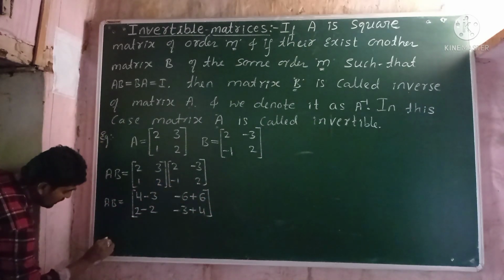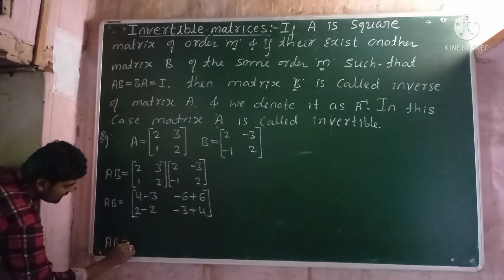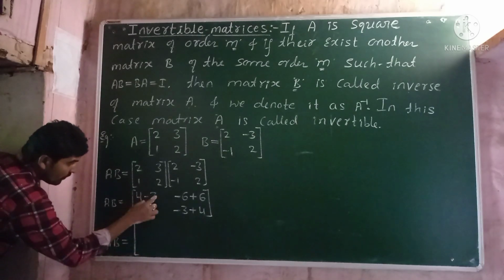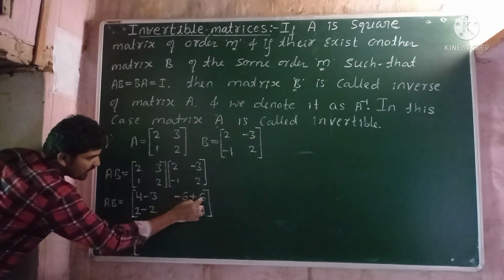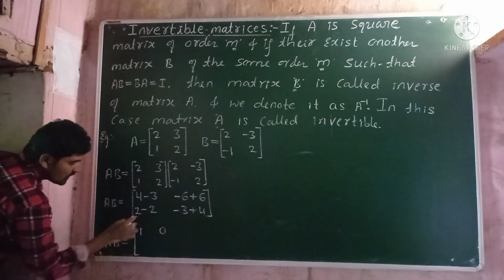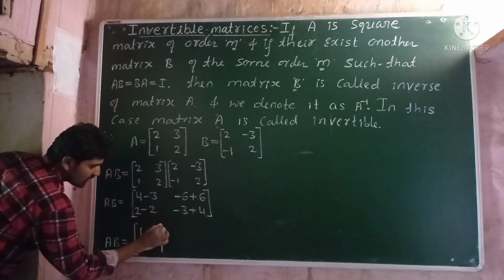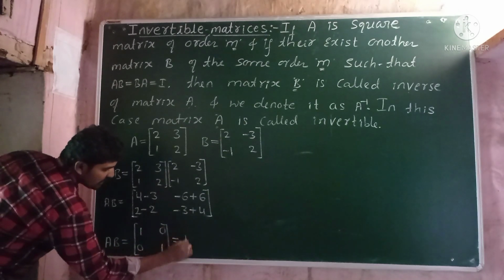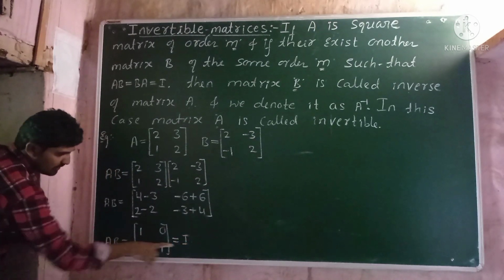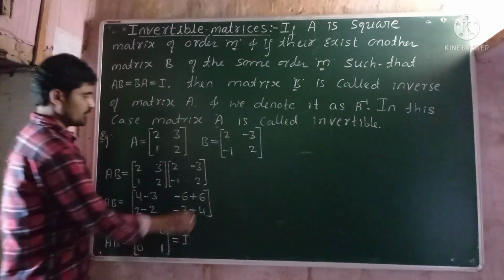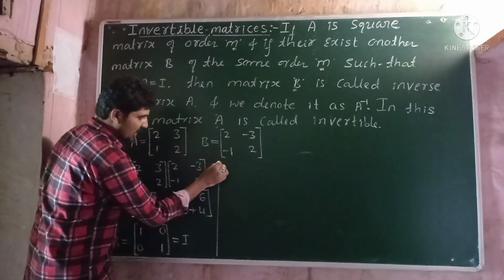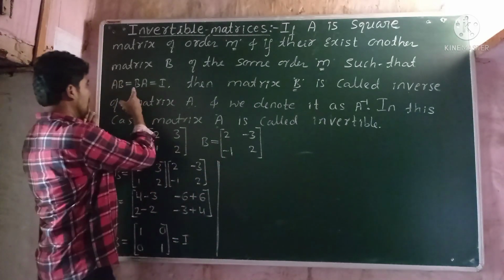Therefore, matrix AB is equals to 4 minus 3, 1, -6 plus 6, 0, 2 minus 2, 0, -3 plus 4, 1. And this is a unit matrix. Hence, matrix AB is a unit matrix. And now the BA matrix. Now what? Matrix BA.